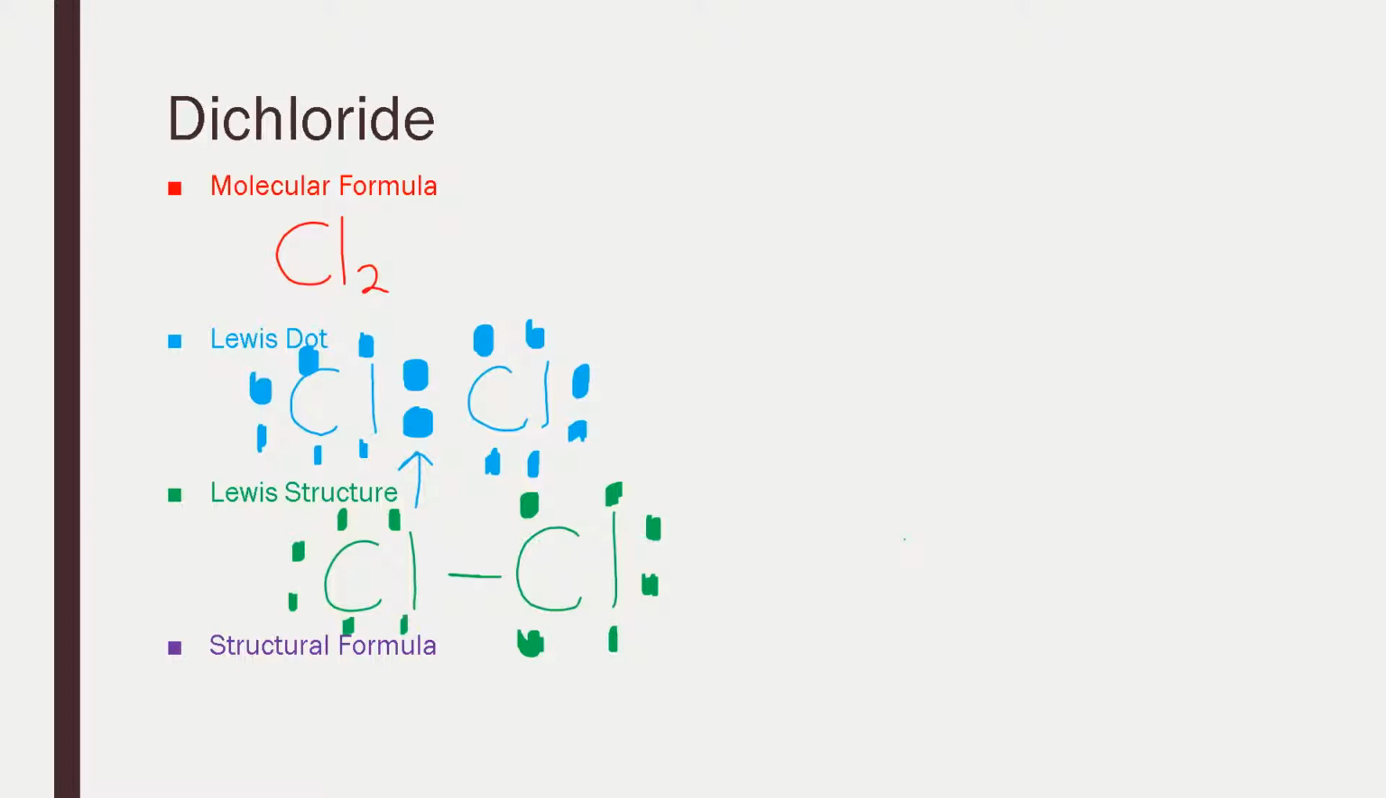And the structural formula, which is sometimes referred to as the skeleton formula, is shown with only a dash in the center. It only represents the bonding electrons. It does not represent any of the lone pairs.